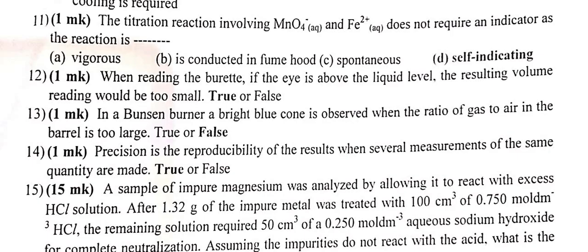Then look at number 14. Precision is the reproducibility of the results when several measurements of the same quantity are made. It could be either a wrong outcome or a true outcome, but if you're able to reproduce it over and over again, meaning you are precise, whether the answer is true or closer to the true value or not. That's precision. Being able to reproduce your outcome, meaning if you're making a mistake, you're repeating the same mistake. So here the answer is true.